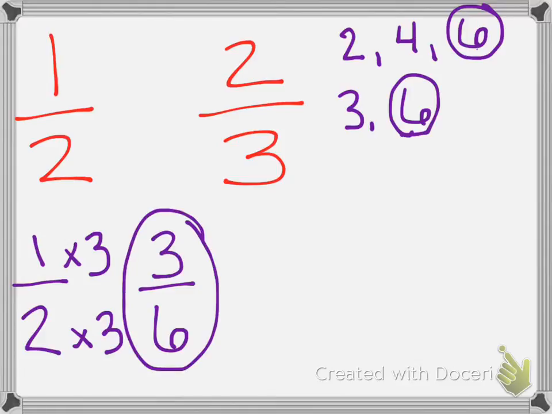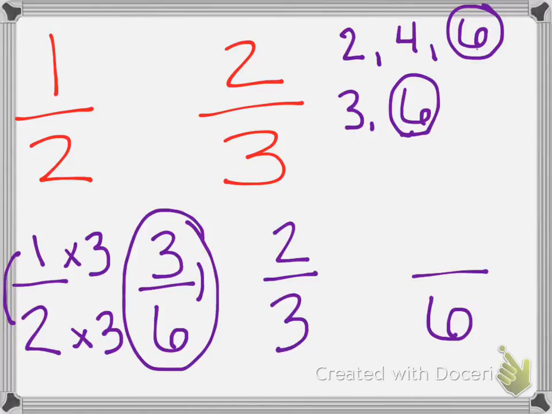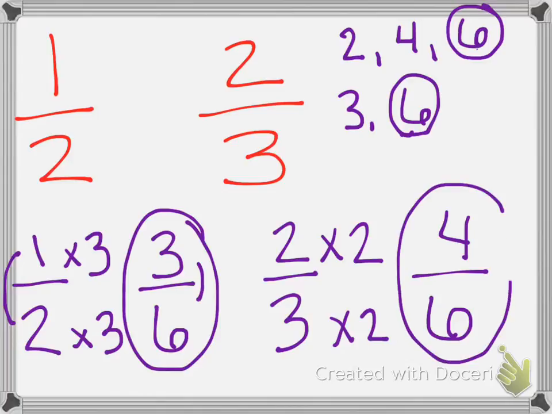I also teach the kids to notice that 3 is half of 6, 1 is half of 2, to visually see that. Taking 2/3, I want it to be 6ths. How do I get from 3 to 6? I multiply times 2. Do it to the numerator as well. 2 times 2 is 4, and I now can compare them easily because they're both 6ths.